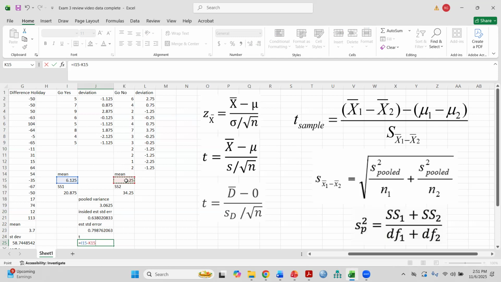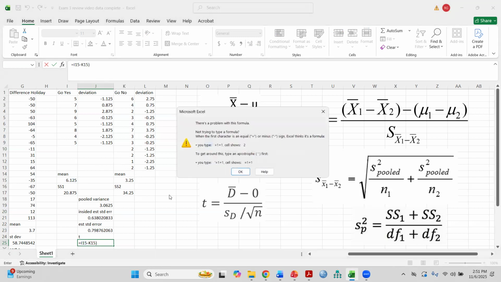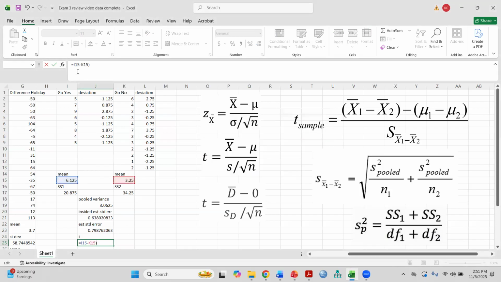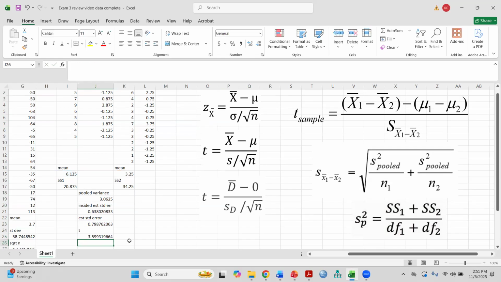Actually, I'm going to put in some parentheses. Throwing in some parentheses, dividing that by now our estimated standard error that we just figured out. Okay. 3.6. Nice.